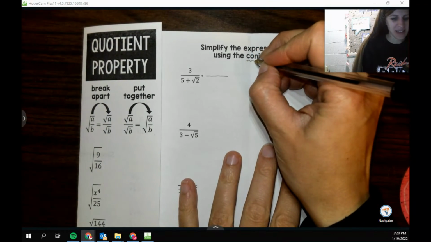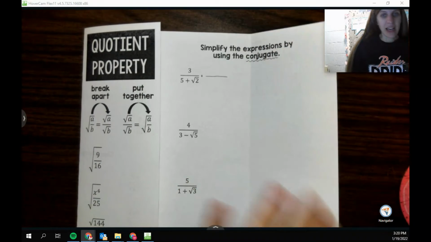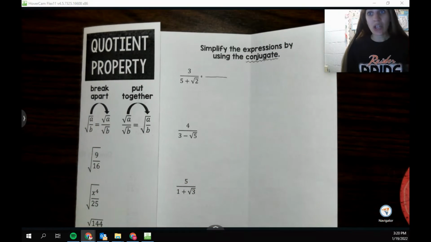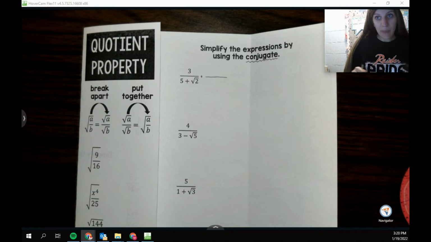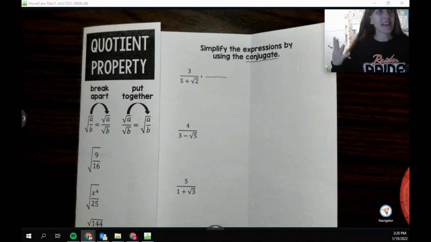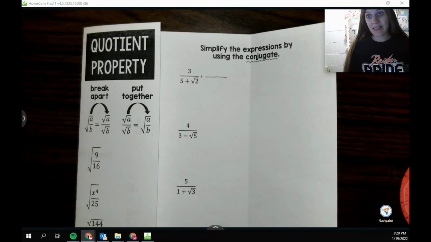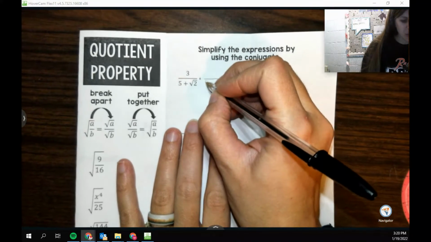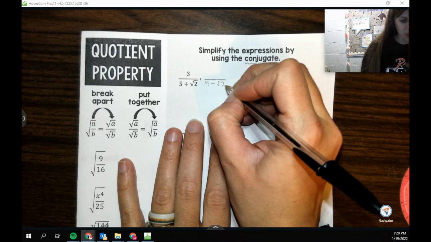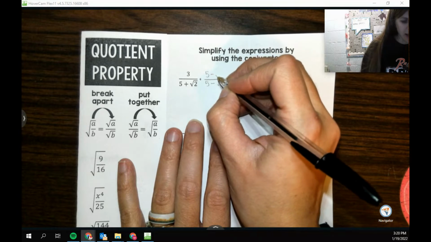And here's our fun little keyword. A conjugate can be so helpful here, because conjugates are sort of opposites. And hopefully it makes sense that if I have opposites, stuff will disappear, stuff will go away. That's what opposites do. And so we're going to take the conjugate of this, which will be 5 minus root 2 on top and bottom.